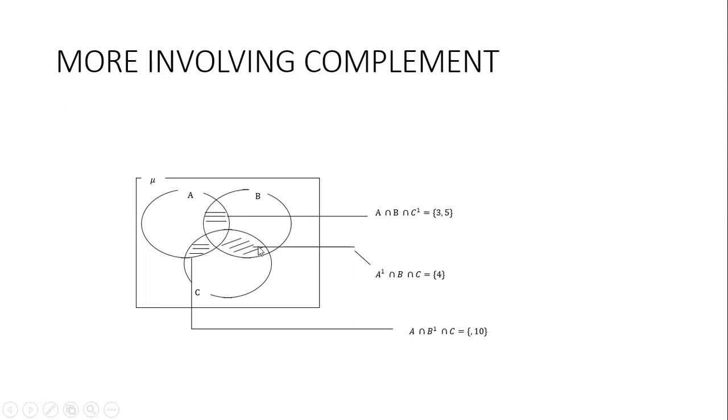The element found in B and C: so A will be carrying the complement. A complement intersection B intersection C. And that's 4 we found there.